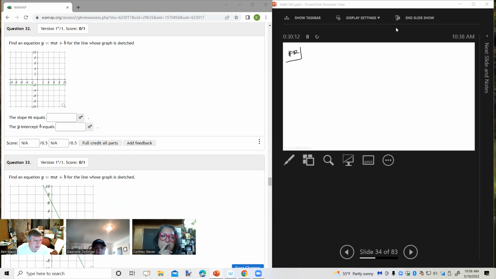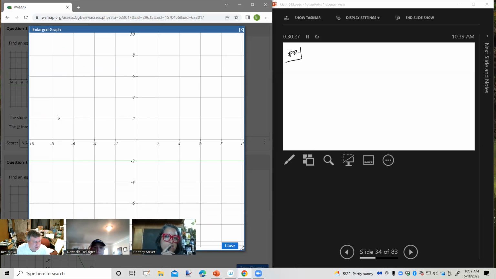Find an equation for the line whose graph is sketched. So I told you all that if you went and you enlarged the graph, you'd be able to see it, because I was assured of that by one of my colleagues who worked on this. Doesn't work in this problem. You enlarge it. I don't see any graph. I don't know if you do, but I sure don't see one.